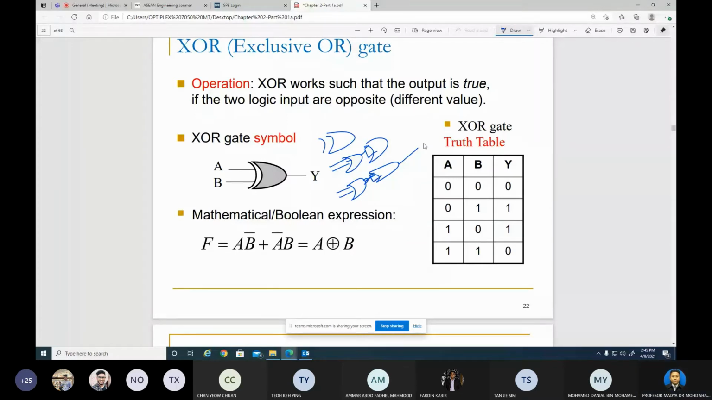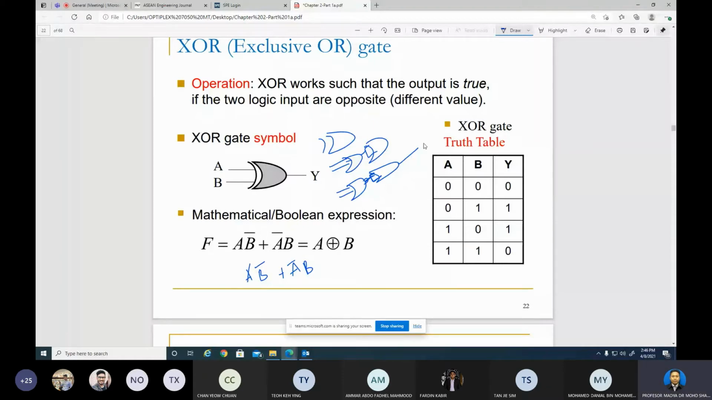Alright, so this is an example of the combination of two OR gates. That's why we call it the exclusive OR gate. You can see the Boolean expression is A B bar plus A bar B. The bars are separate, not shared: A with a bar on B, plus A bar with B. So this is the Boolean expression for exclusive OR.